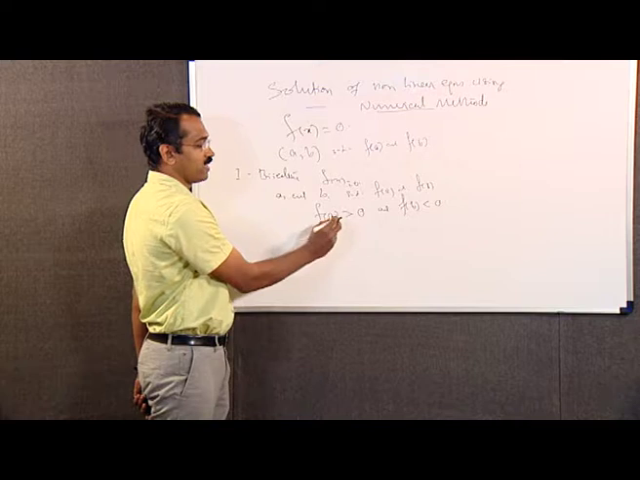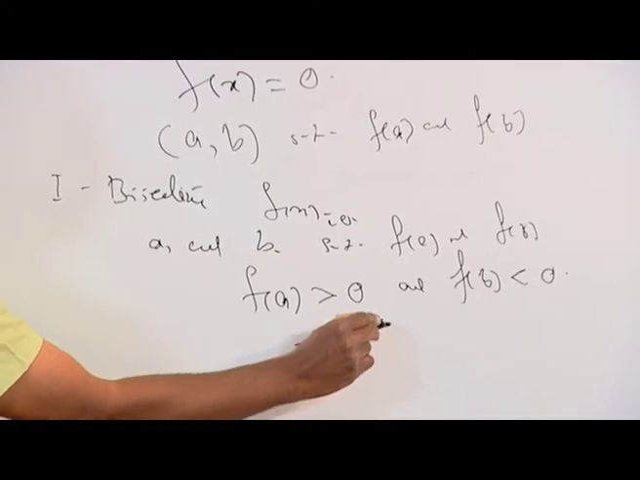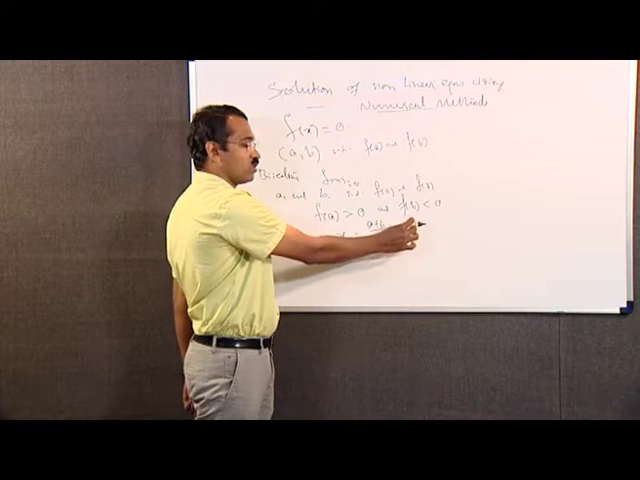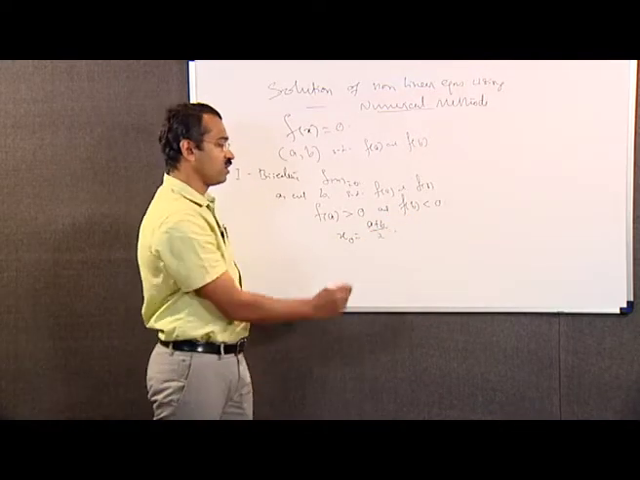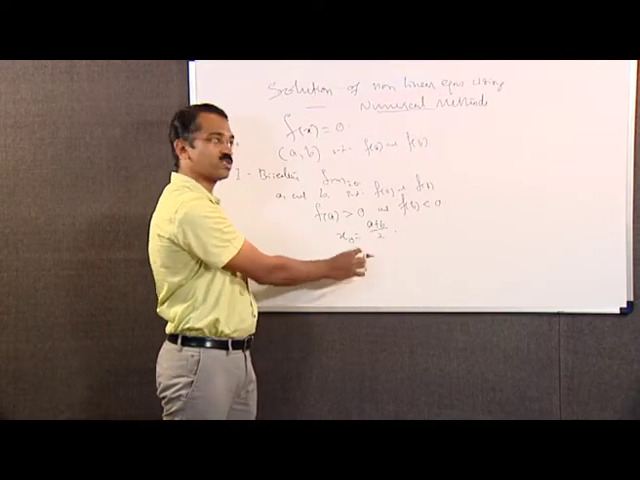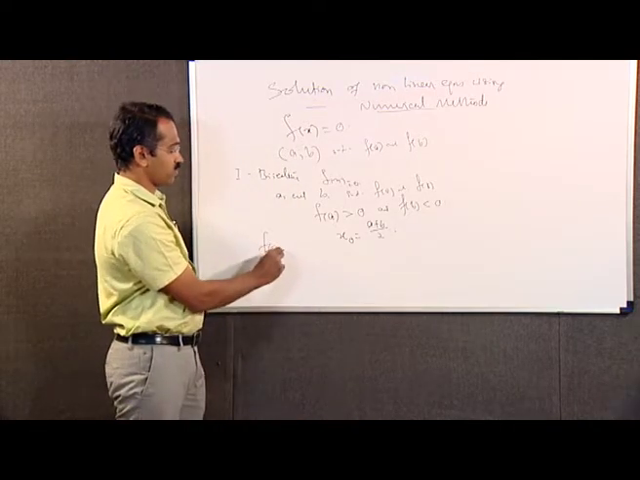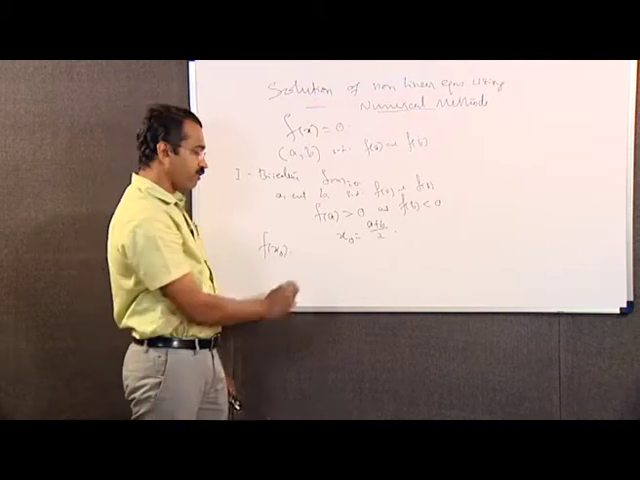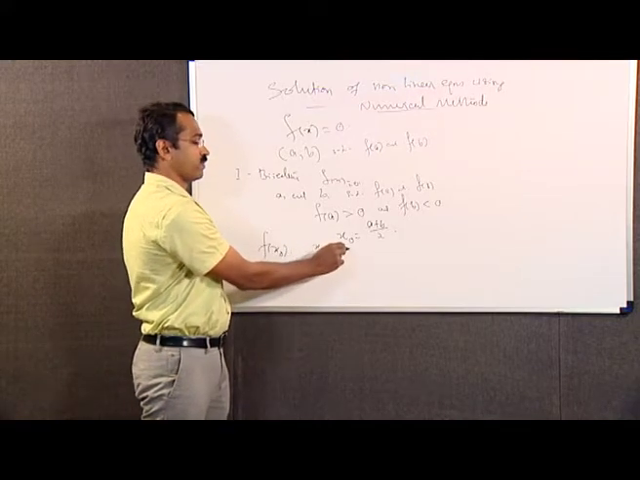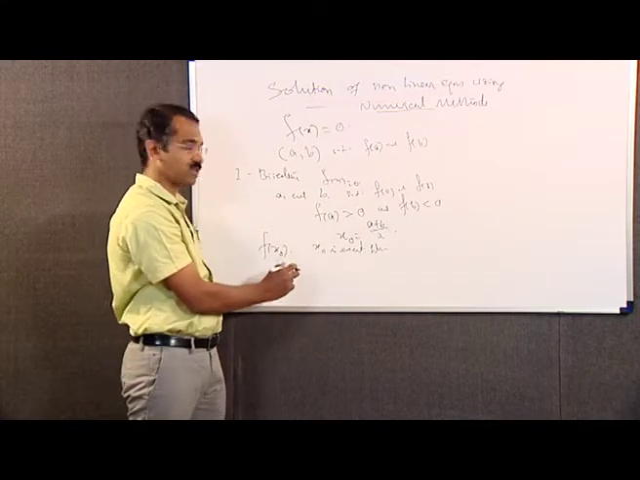Now, we bisect the interval a b, that is x naught equal to a plus b divided by 2, which may be taken as the approximate root of the equation f of x equal to 0. That is, we can take first approximate value of the exact root as this bisected value x naught. Now, we evaluate f of x naught. If f of x naught equal to 0, then x naught is the exact solution. Otherwise, f of x naught may be positive or negative.